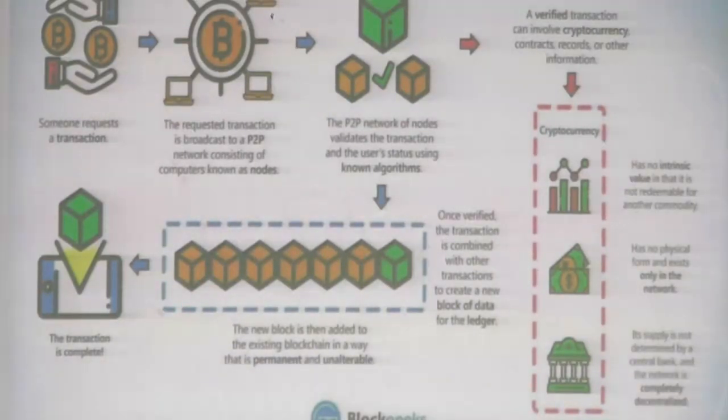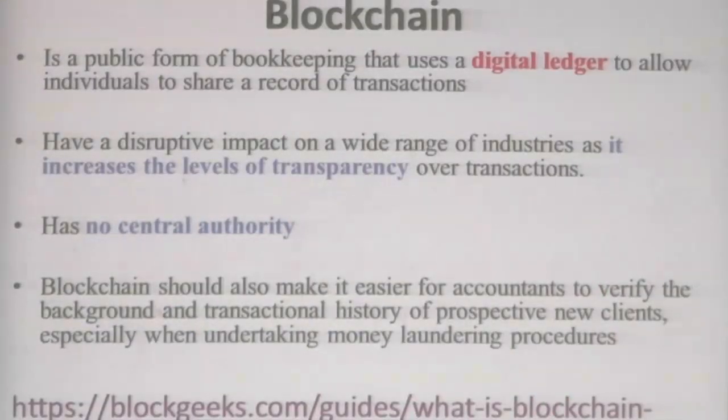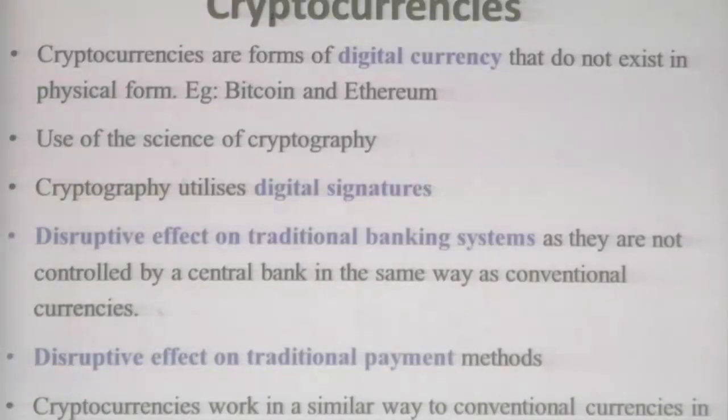I will explain the blockchain with a simple example. You may have heard about Bitcoin. Bitcoin is a cryptocurrency. These things have an integrated correlation with each other, the blockchain mechanism and cryptocurrencies. One cryptocurrency example is Bitcoin. Cryptocurrencies are a form of digital currency that do not exist in physical form. Normal currency you can touch, but Bitcoin currency you cannot touch. It has a digital signature because it is signed digitally, and it uses the science of cryptography.